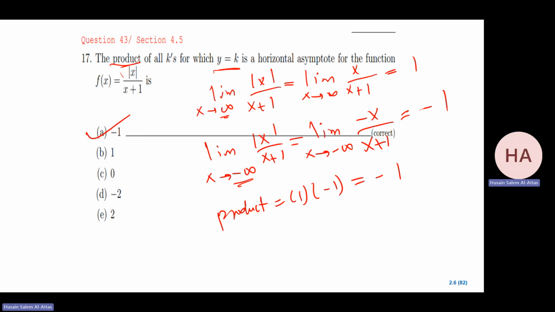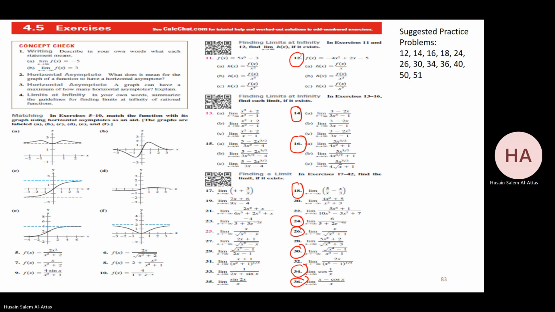Now we'll go to the questions of the book. I'll do more than the suggested problems. These 5 to 10 problems, you can notice it quickly. He wanted to check the horizontal asymptote from the graph and from the function and match them according to the horizontal asymptote.